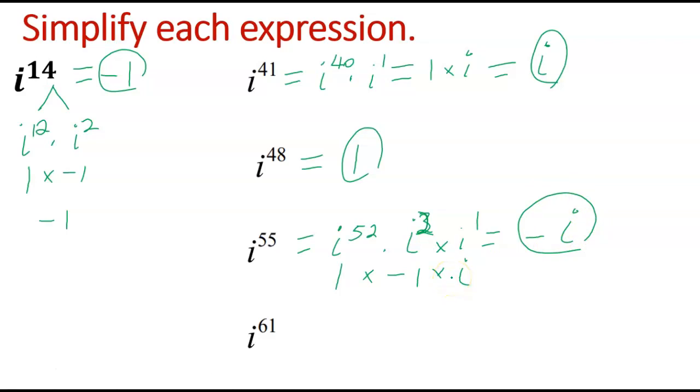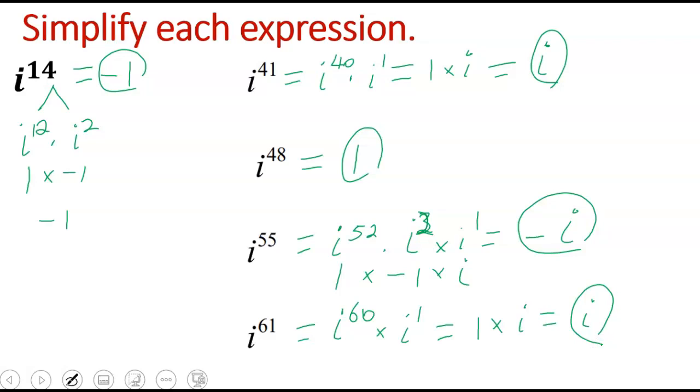So we do the same thing for 61. 61 divided by 4 is 15. 15 times 4 is 60. So 60 is a multiple of 4. So 60 times 1 is left. So that gives us 1 times i to the power 1, which gives us i. Alright, so you can only get these 4 answers: 1 and -1, i and -i. That's all.